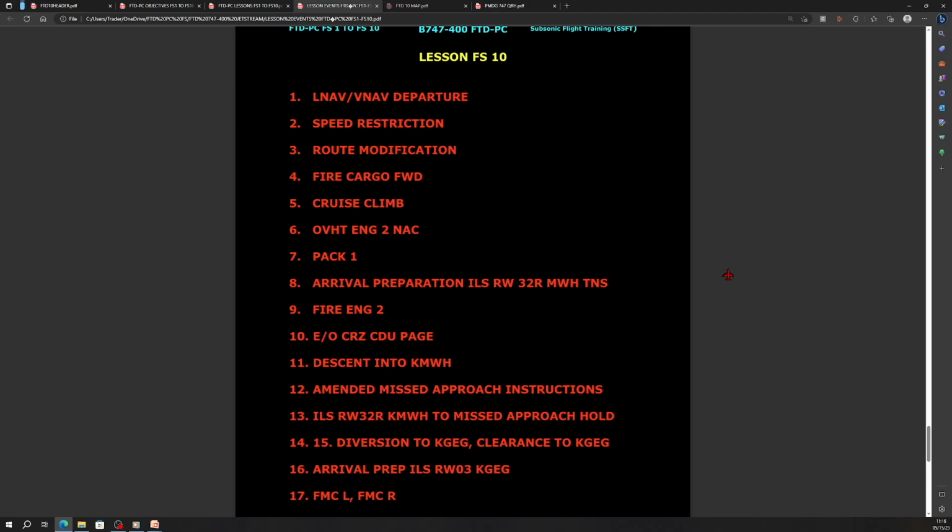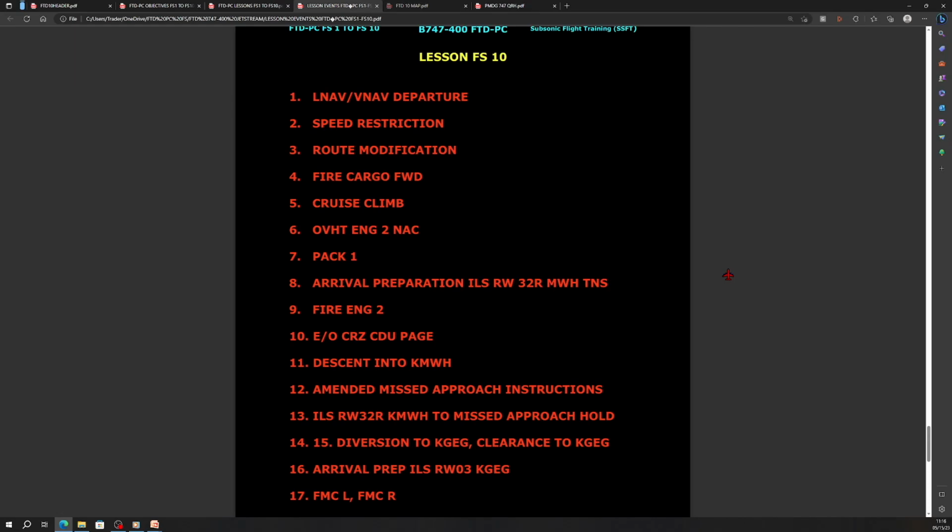We descend into Moses Lake. We do the approach. We get some amended approach instructions. And instead of BATM, which is the published missed approach hold, we'll get a hold out to Ephrata. We'll program that in addition to what they want us to do at that holding pattern. And then we'll do the approach to a missed approach. We'll go to the Ephrata hold.